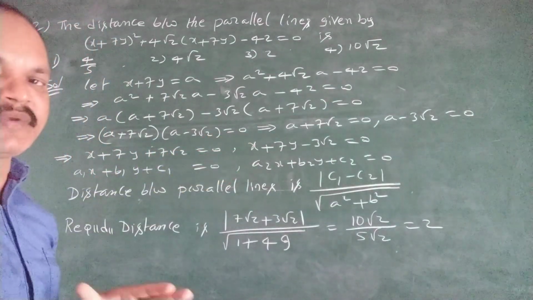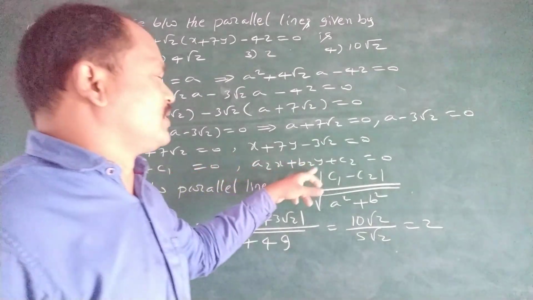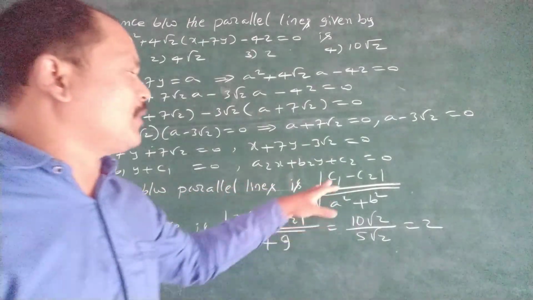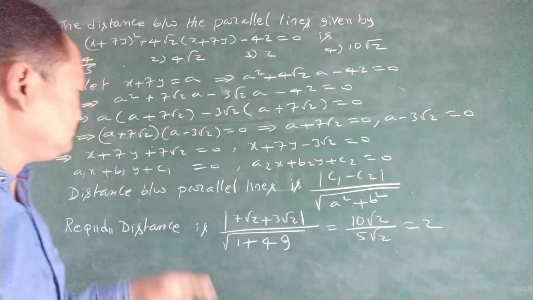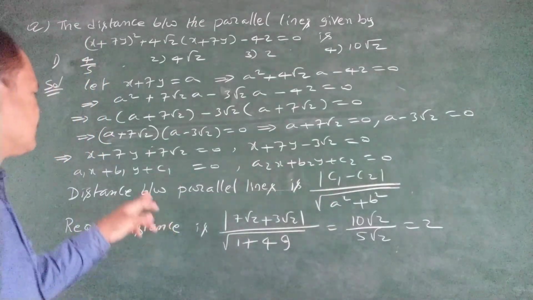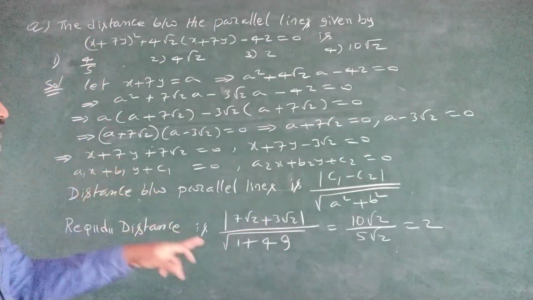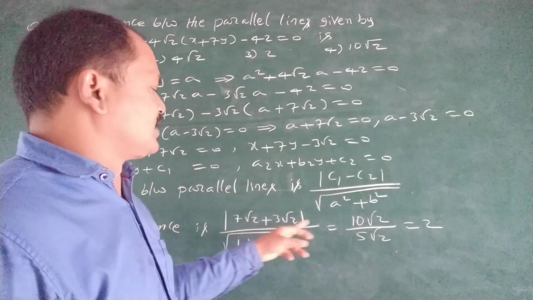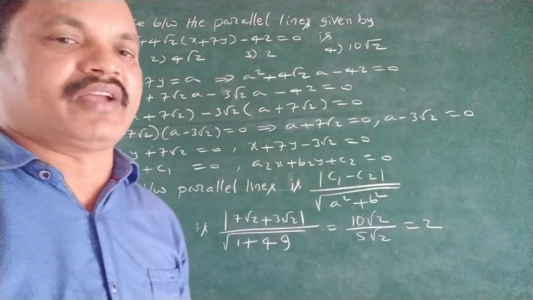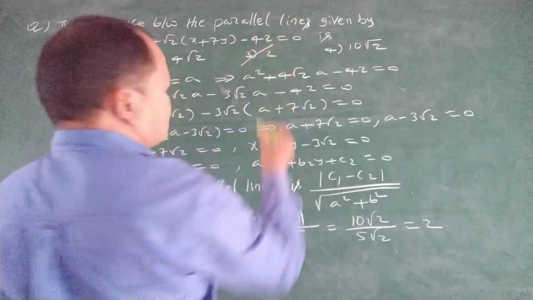These two lines represent parallel lines, since comparing with a1x plus b1y plus c1 is equal to 0 and a2x plus b2y plus c2 is equal to 0, we know the distance between the parallel lines formula: mod c1 minus c2 by root of a square plus b square. Here c1 is 7 root 2, c2 is minus 3 root 2. That's why the required distance is c1 minus c2, that is 7 root 2 plus 3 root 2, by root of a square plus b square, 1 plus 49. So this is 10 root 2 by root 50, which is 5 root 2. The root 2 gets cancelled, and 10 by 5 is nothing but 2. That is the third option. That's all.